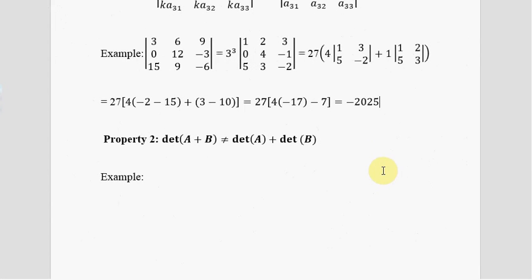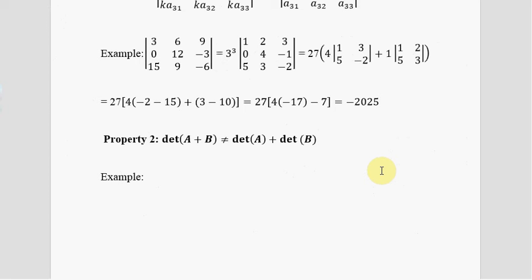Now, property number 2 is important. It says this, that the determinant of the sum is not equal to the sum of the determinants. I want to get my English right.